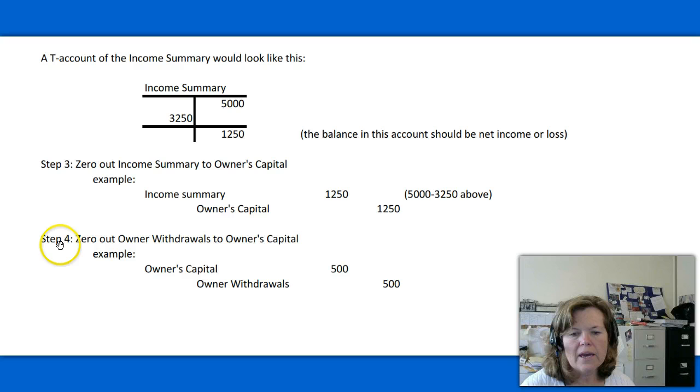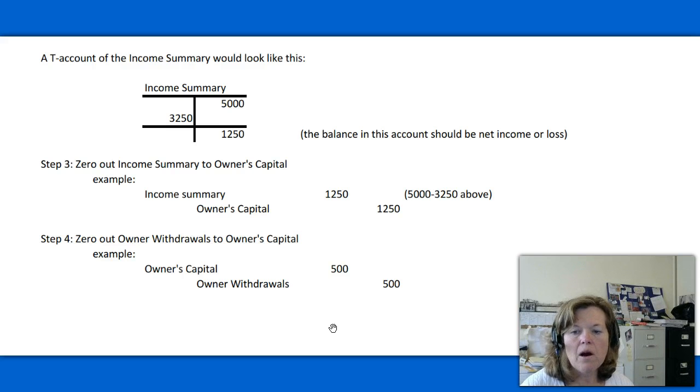We have one more step, and this step 4 zeroes out the owner withdrawal account to owner's capital, because remember the owner withdrawal account is another temporary account. Owner's capital, we're going to debit because we're crediting owner's withdrawals, and remember it has a normal debit balance like expenses, and in order to zero that out we're going to have to credit that account. So in my example here, the owner withdrawal account had a $500 debit balance. I'm crediting it $500 to zero it out, and my offsetting debit would be to owner's capital. Again, I'm zeroing out all those temporary accounts to my permanent account that is owner capital.